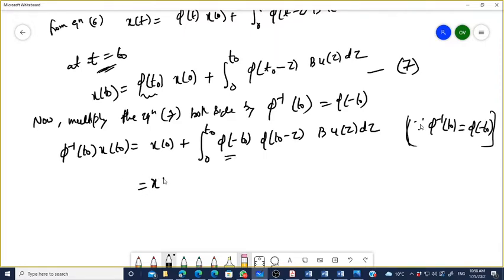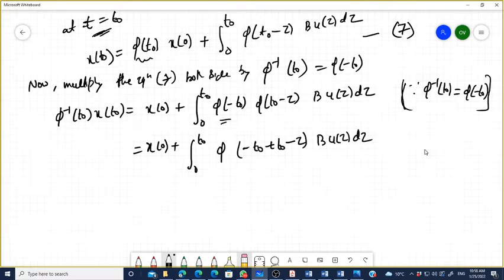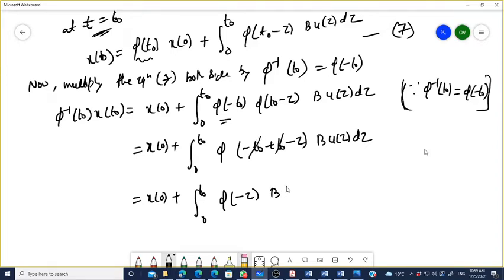So the equation becomes x0 plus integral 0 to t naught phi of minus t naught plus t naught minus tau B u tau d tau. Can I write? Yes or no? बोलता नहीं है सब. Yes, sir. So the equation now becomes x0 plus integral 0 to t naught phi of minus tau, because this will cancel, phi of minus tau B u tau d tau.